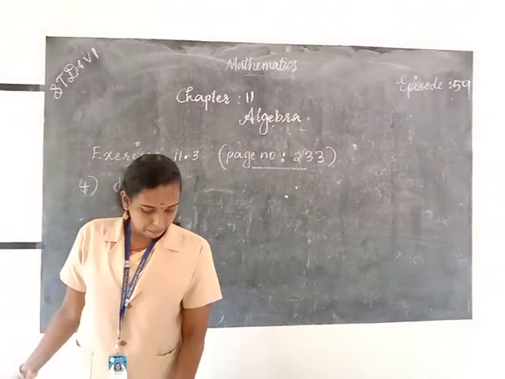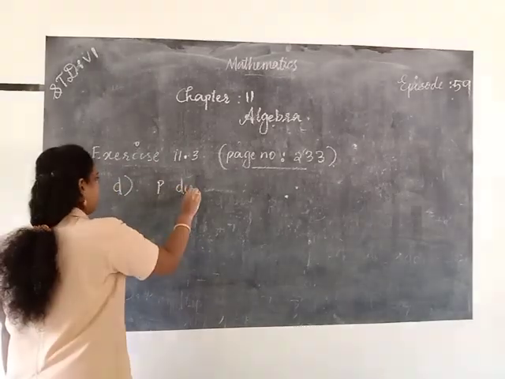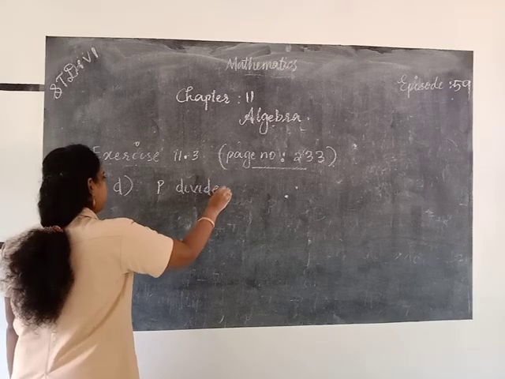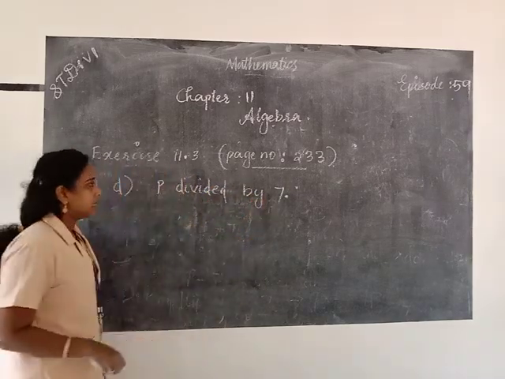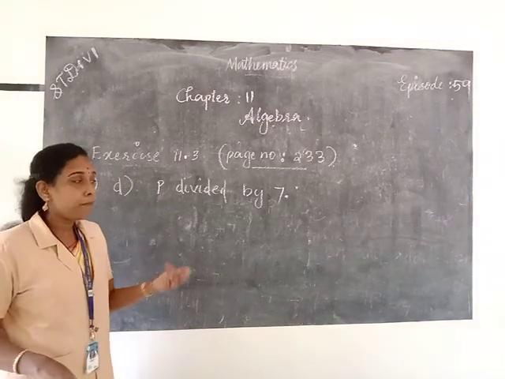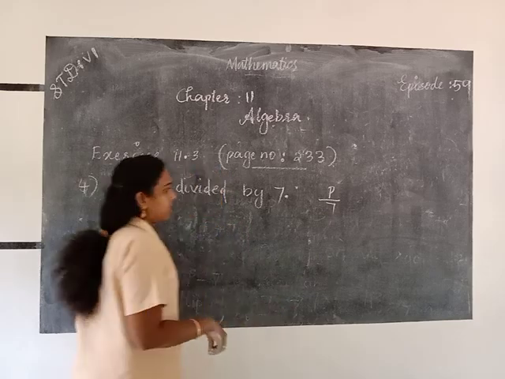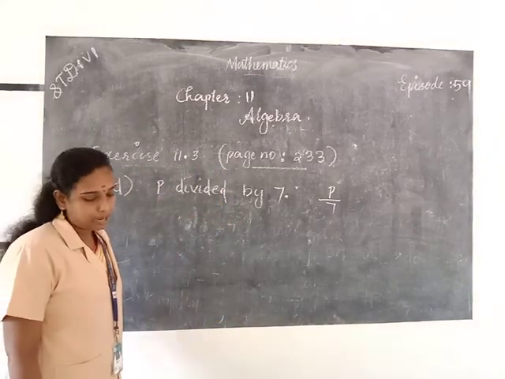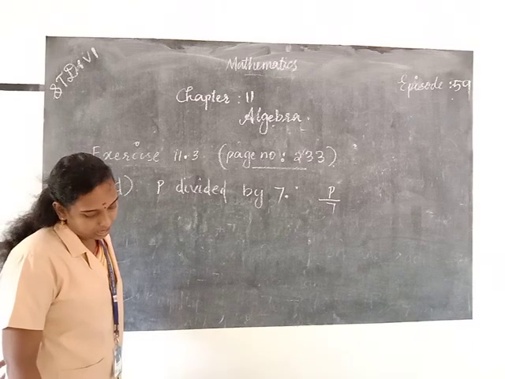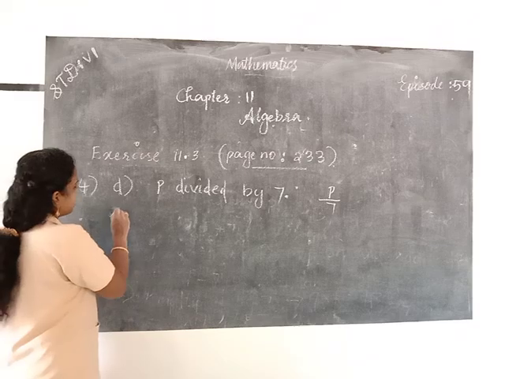Question number D. P divided by 7. So P is divided by 7. So the expression is P divided by 7. So the operation is division and the expression is P by 7, P divided by 7.